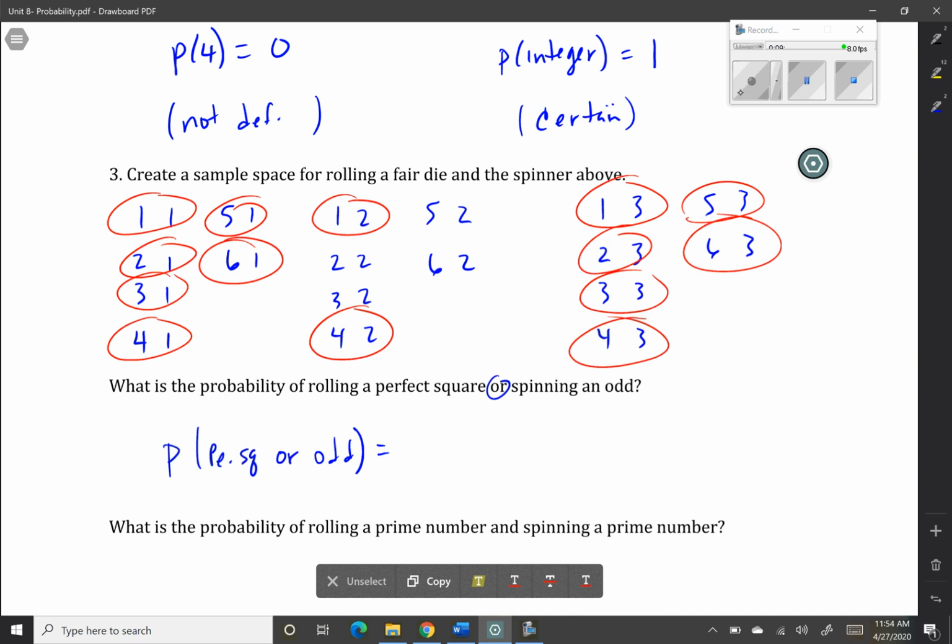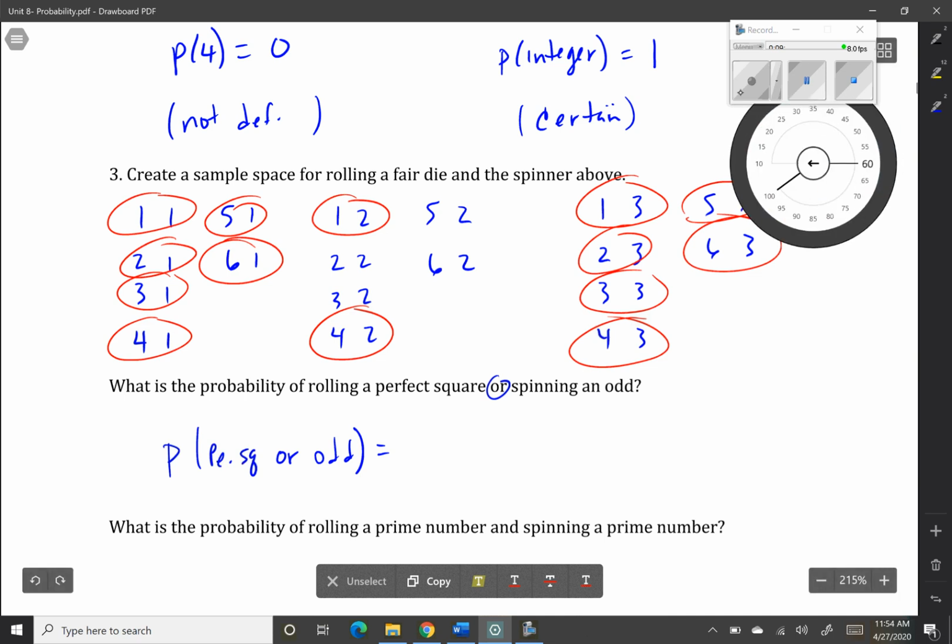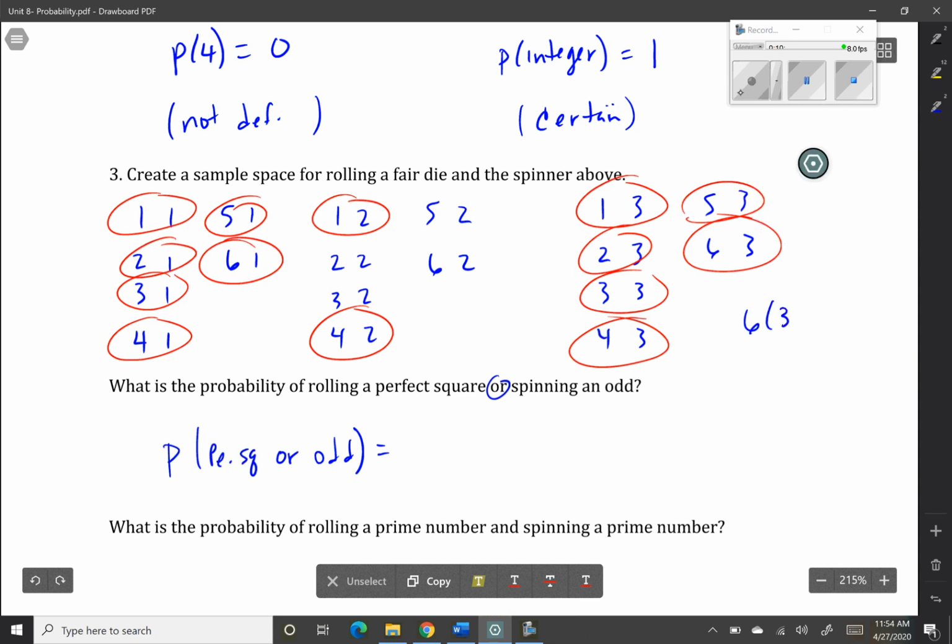So out of the total number of outcomes here, which we know is 18 because we created 18 possible samples, or we could have simply said that there are 6 outcomes of the die and 3 outcomes of the spinner, so there are 18 total outcomes. Out of the total 18 outcomes, there are 14 that satisfy one or the other condition here, being a perfect square on the die or an odd number on the spinner. If we leave it like that, that's our probability, or we can change it to a decimal, 14 divided by 18, and we get 0.778.